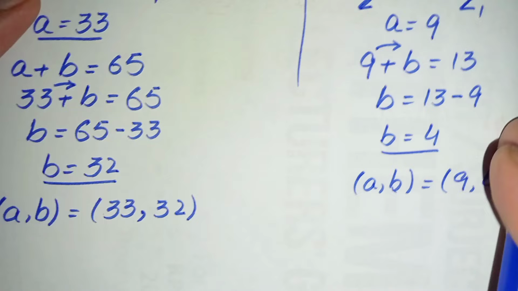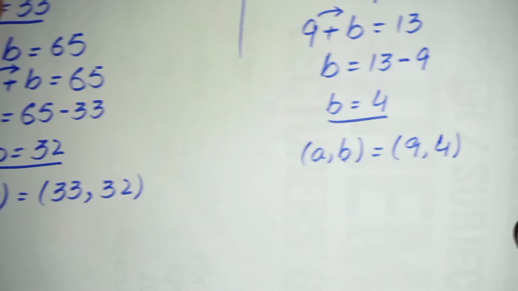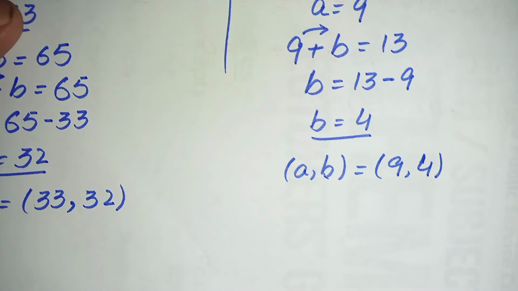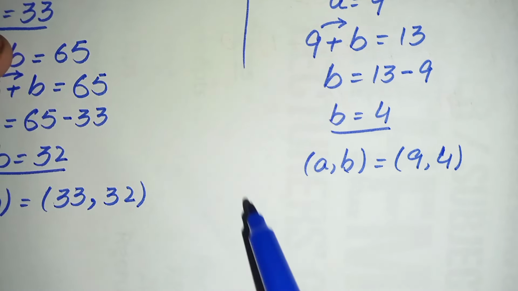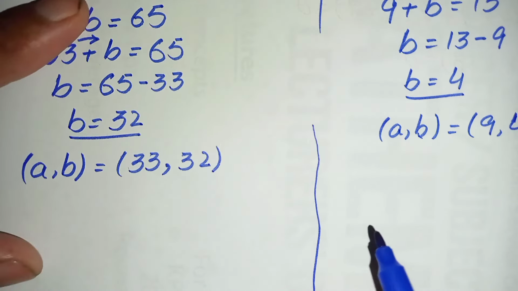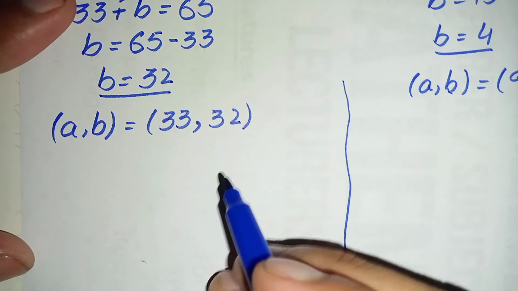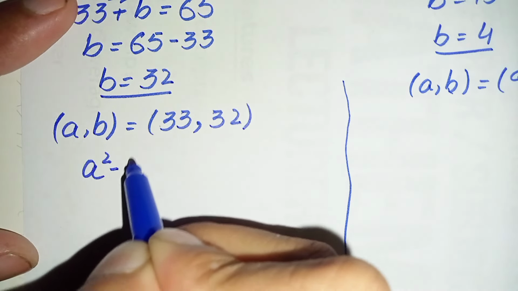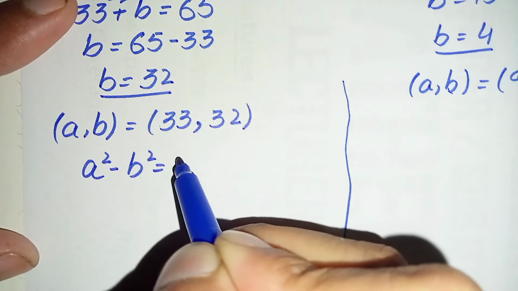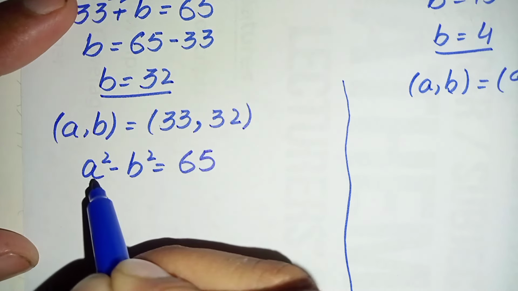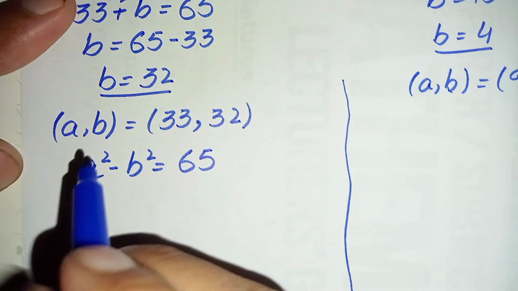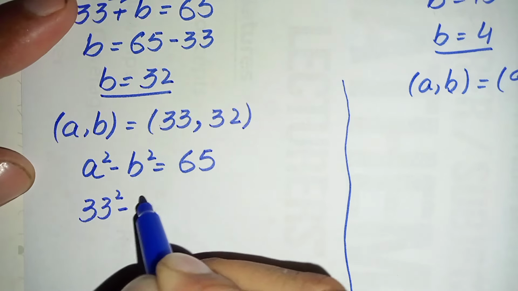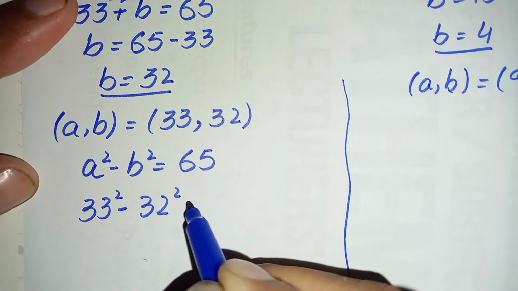Now here we will check and verify that this first solution and this second solution are the exact and correct solution of the above algebraic math problem or not. So we will verify both the solutions separately. Now first we will verify this one solution, and to verify this solution we will write the problem here, that is A square minus B square is equal to 65. Now here A is 33 and B is 32, so this will become 33 square minus 32 square is equal to 65.